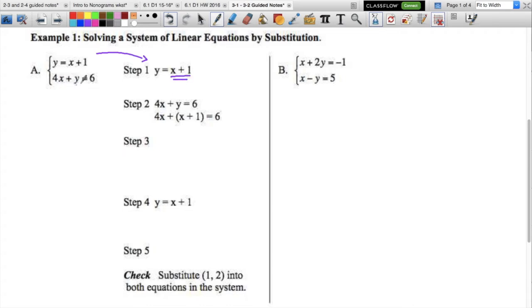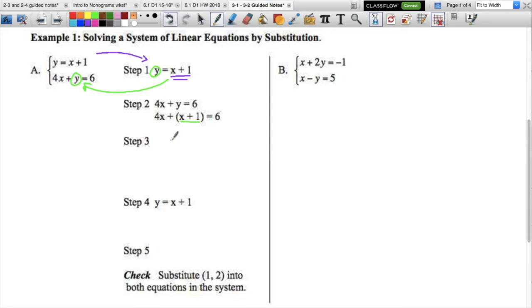See what y is here. y equals x plus 1. We're going to substitute. That's why they call it substitution. So we take the y out and we put the x plus 1 in. So it's the exact same equation, right? It's 4x plus y equals 6, but y equals x plus 1. We already discovered that.